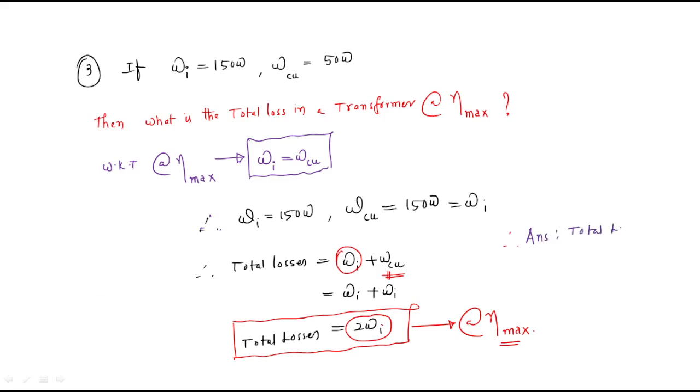Total losses equals 2 into Wi, which is equal to 2 into 150. The answer is 300 watts. Not 150 plus 50. The total loss component is not 200 watts. It is equal to 300 watts at maximum efficiency. This condition is must and should. Only at maximum efficiency is the total loss component nothing but 2Wi. These are the very important observations. This is about the concept of efficiency.